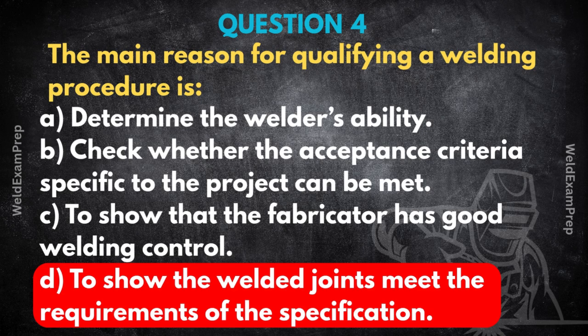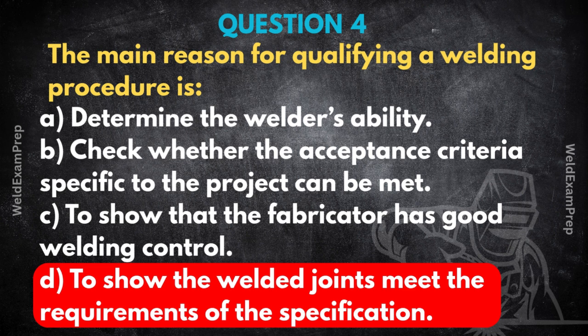Determining the welder's ability, option A, is absolutely vital, but that's the job of welder qualification testing. That's a separate thing. Think of it like this. The procedure qualification, WPQ, proves the recipe is good. The welder qualification proves the individual cook can follow that recipe correctly. You need both, but the WPQ establishes the baseline method first. Gotcha. Recipe first, then the cook.